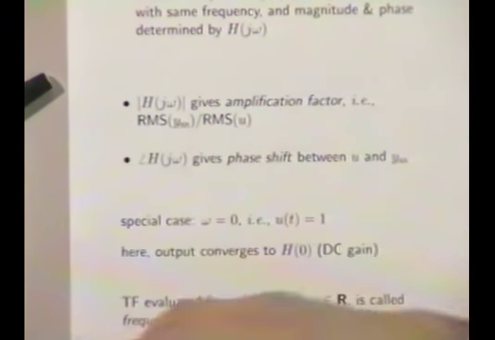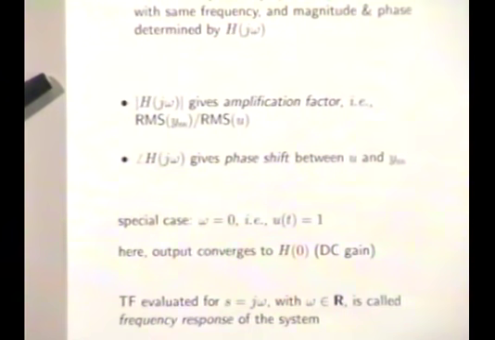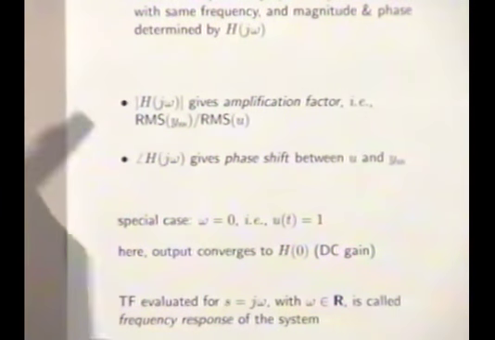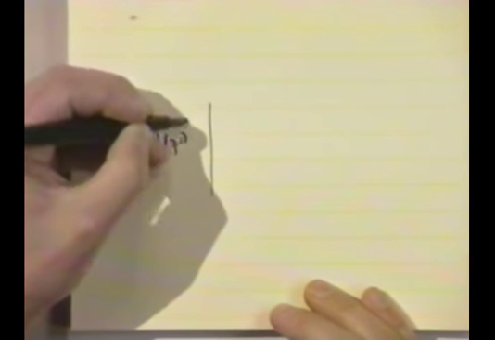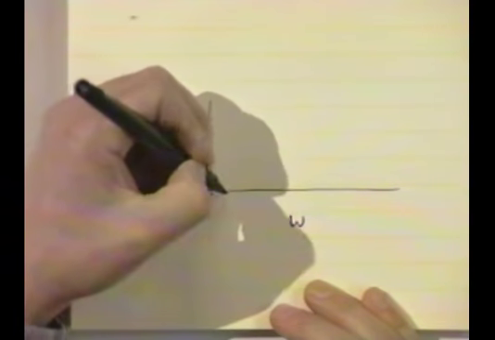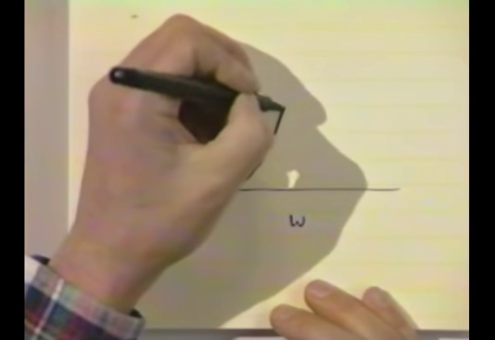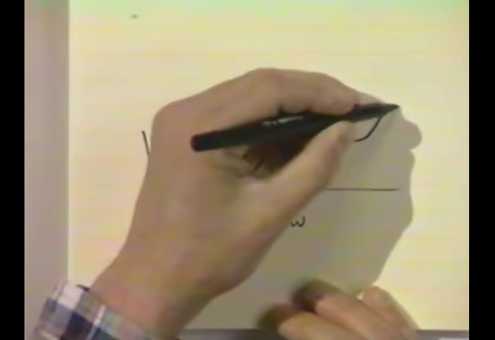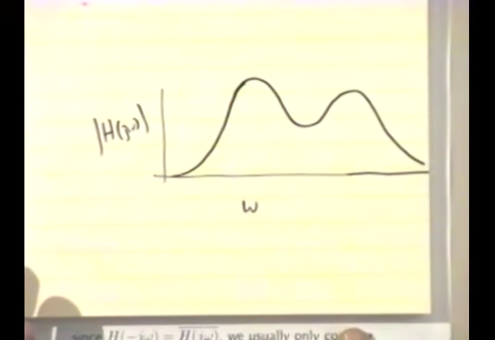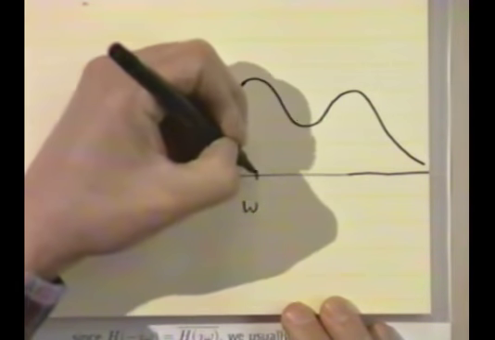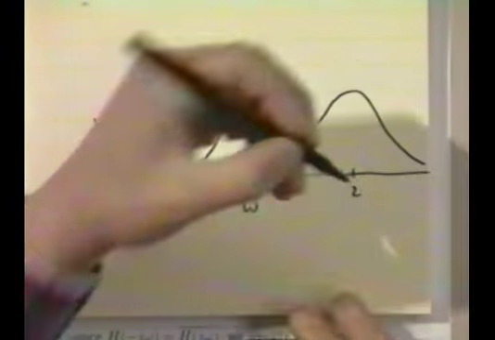The magnitude gives you the amplification factor for a sinusoid of that frequency. Okay? So if, for example, h of j omega, when I plot it as a function of omega, looks something like this, right? And we'll see that, in fact, you can have something like that. The interpretation, let's call that 1, and let's call that 2.